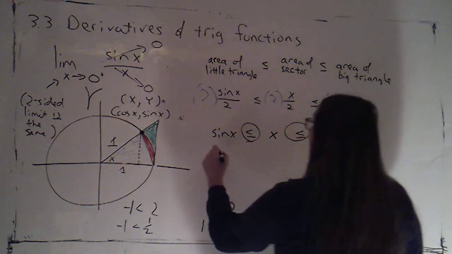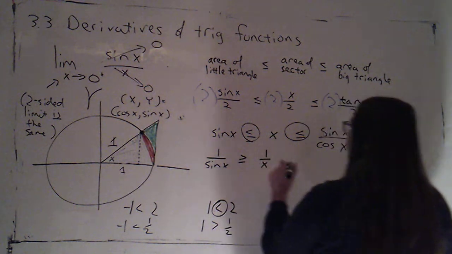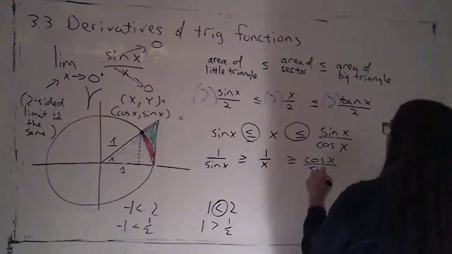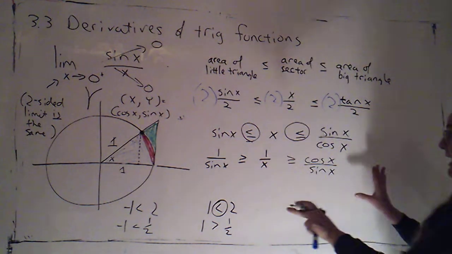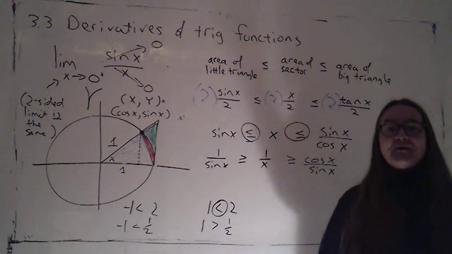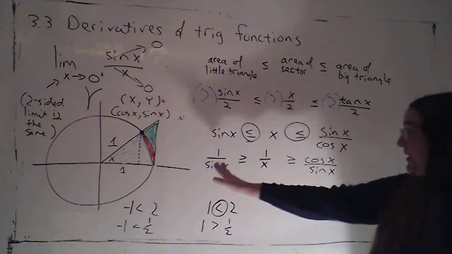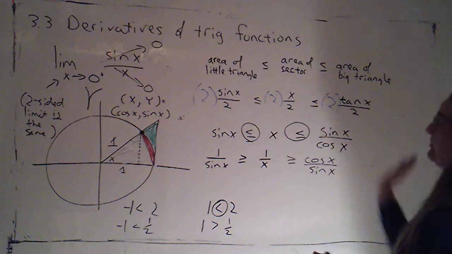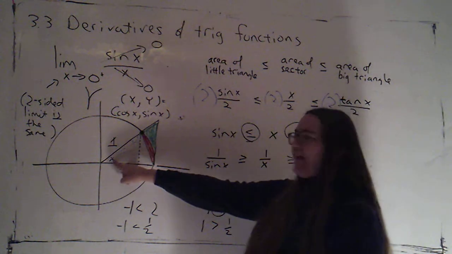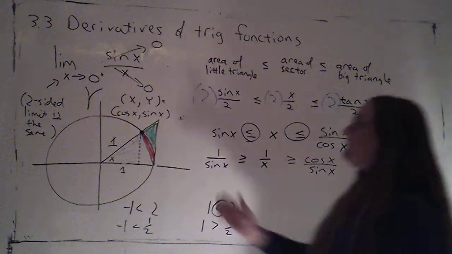Okay. So I'll have 1 over sine of x is greater than or equal to 1 over x is greater than or equal to cosine of x over sine of x. And again, this holds for this picture, where x is representing a small positive angle. Okay, this does not hold in general, doesn't hold for big angles, doesn't hold for negative angles necessarily. It holds if x is an angle, a small angle in quadrant 1. Okay. Could even be a bigger angle in quadrant 1.